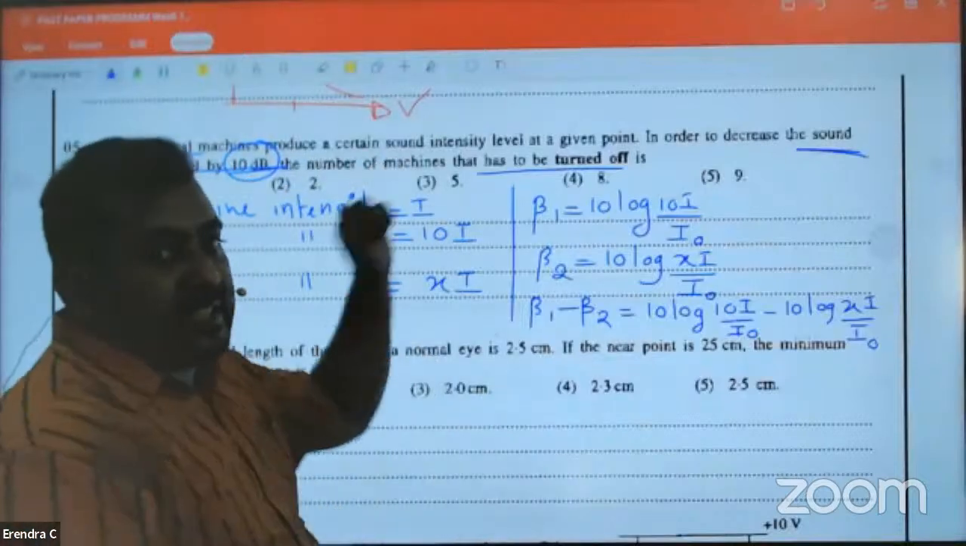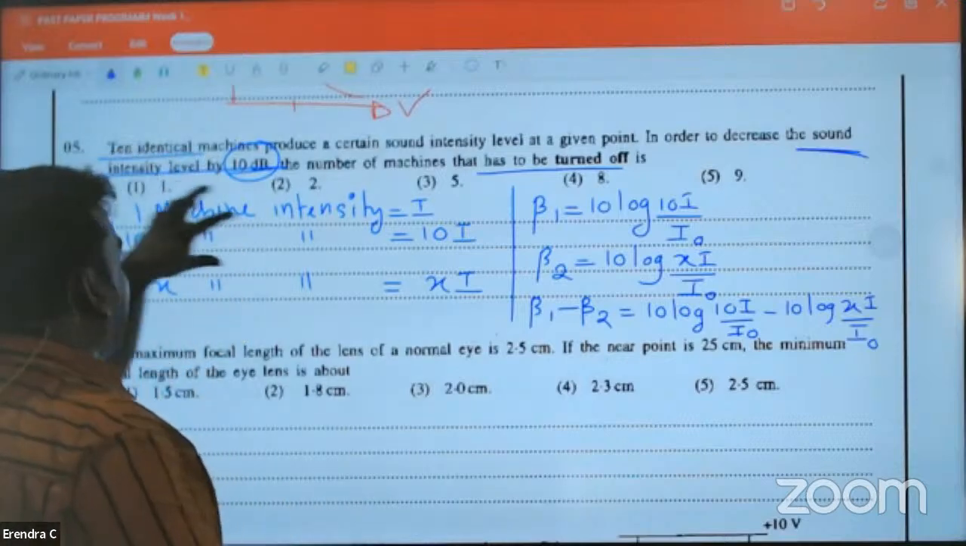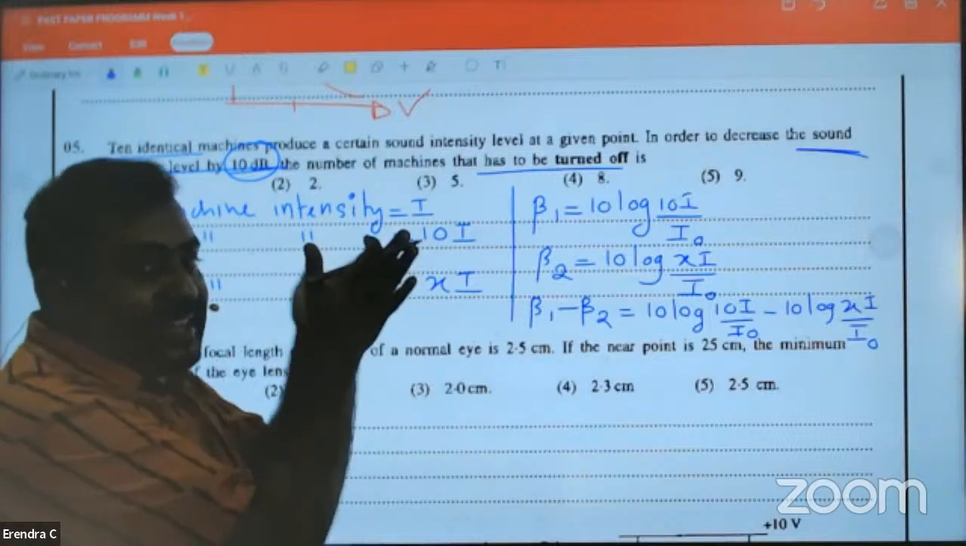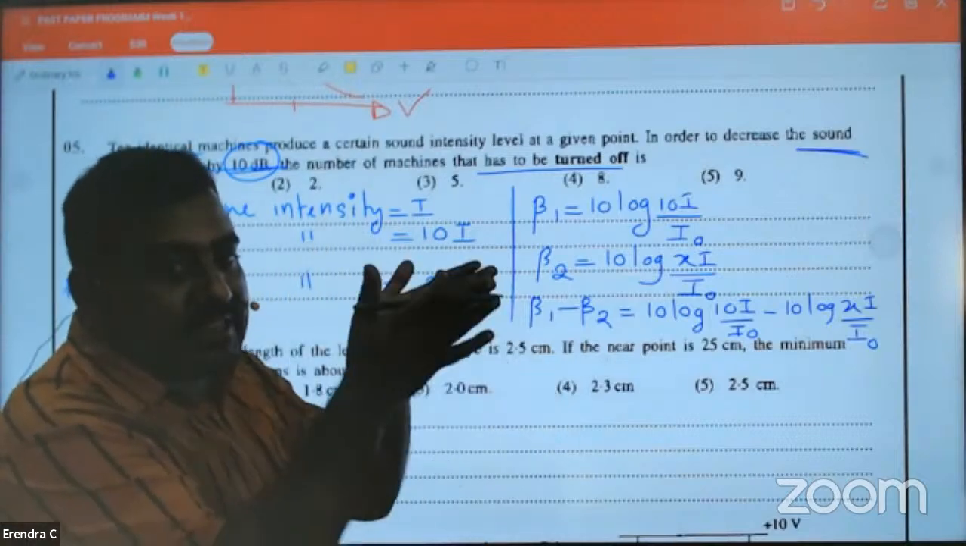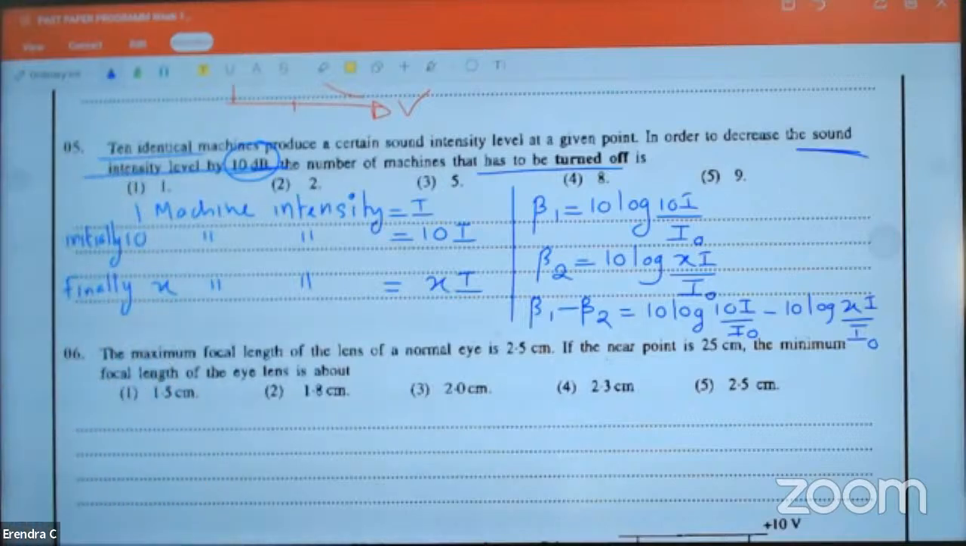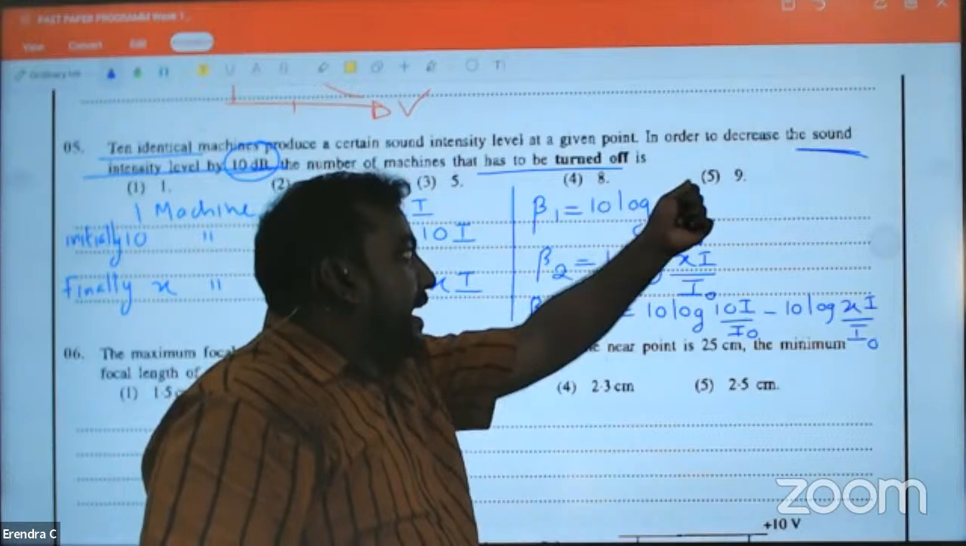One machine intensity is I. 10 machines intensity is 10I. Finally, let's say there are X machines on. X machines on means XI. Now, initial beta is 10 log 10I over I naught.